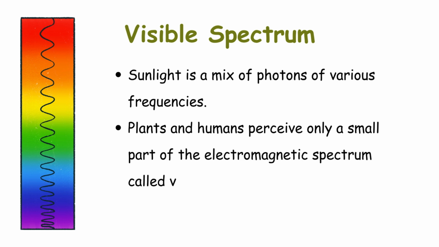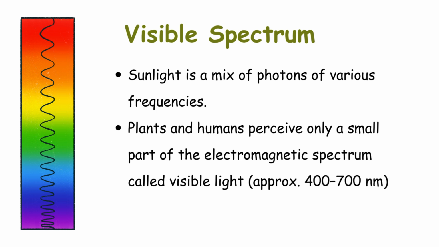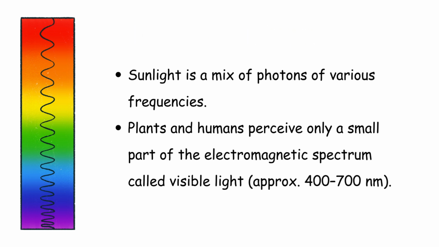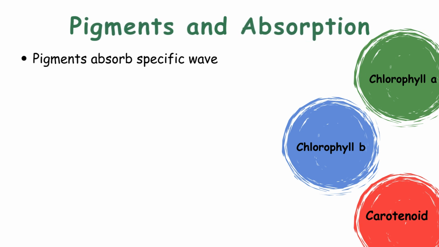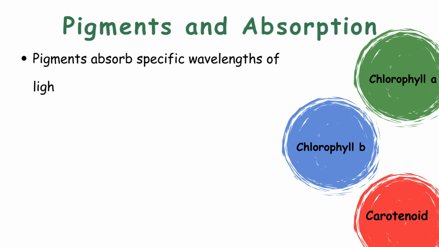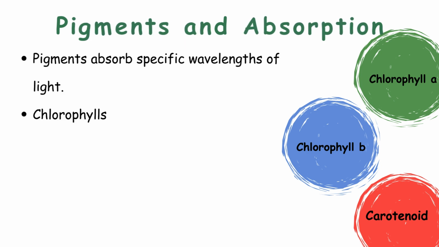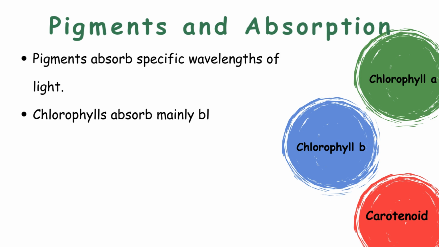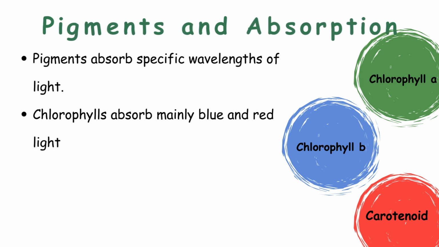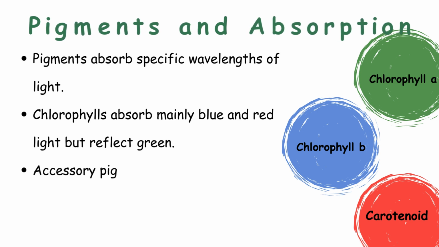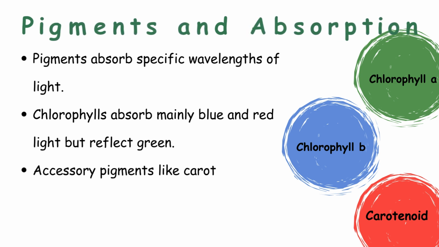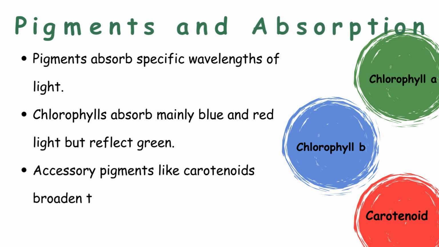Now, how do plants capture this light? They use pigments, molecules that absorb light at specific wavelengths. The most important is chlorophyll a, which absorbs blue and red light and reflects green, giving plants their signature color. There's also chlorophyll b and carotenoids, which help by absorbing other wavelengths and passing that energy along to chlorophyll a.